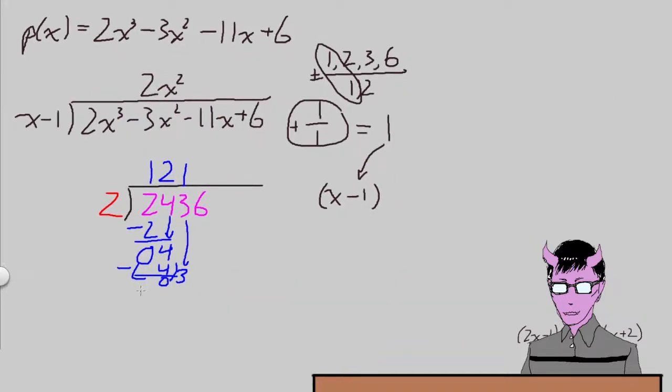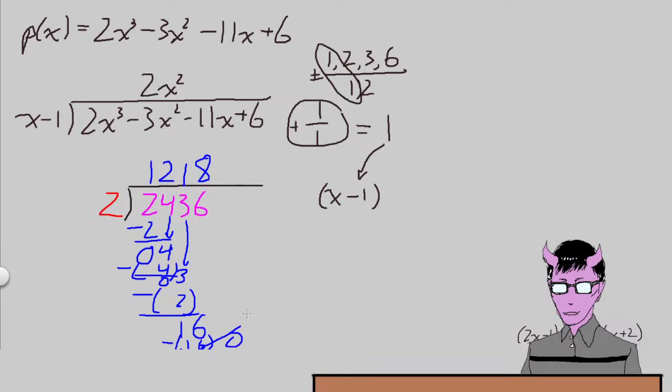So again, you drop the 3. How many 2's fit in this 3? Only 1. So minus 1 times 2 gets you here. 3 minus 2 is 1. You drop the 6, so we have 16. How many 2's fit into the 16? It'll be 8 of them. 8 times 2 subtracted from the 16 happens to be 16, so we get 0 from the subtraction.